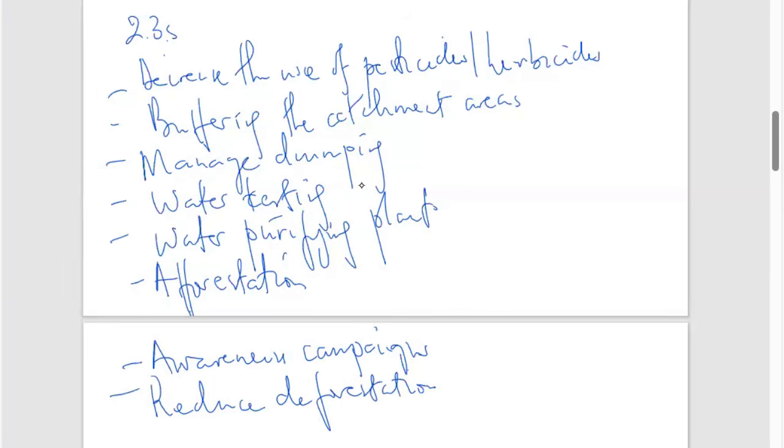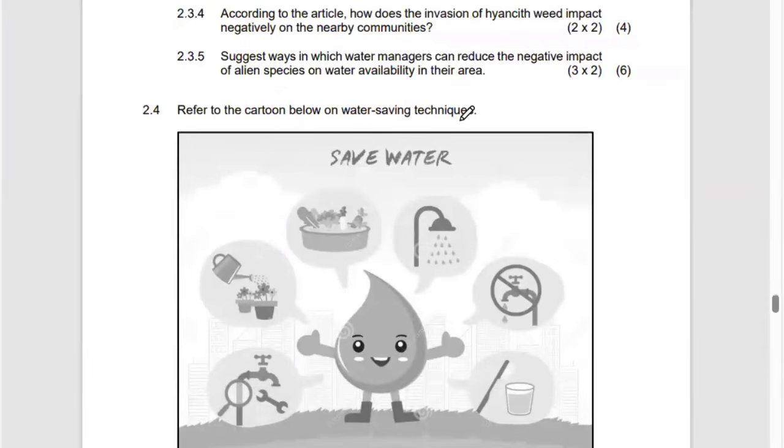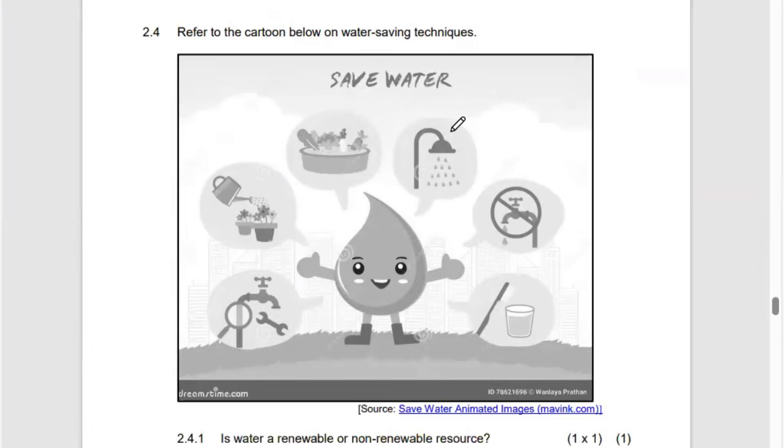Right, those are some of the measures that can be put in place to try and deal with such a typical problem that is faced in the community, that faces the community because of excessive nutrients in the water that promote the development of such weeds in the water. Refer to the cartoon below on water saving techniques. Those are some of the techniques that you can use.